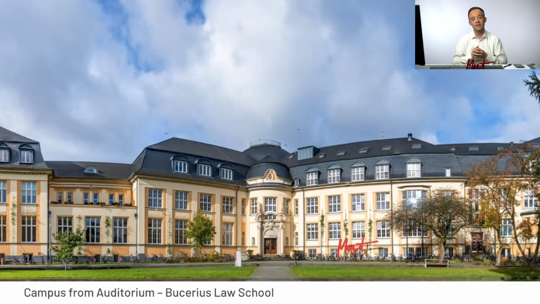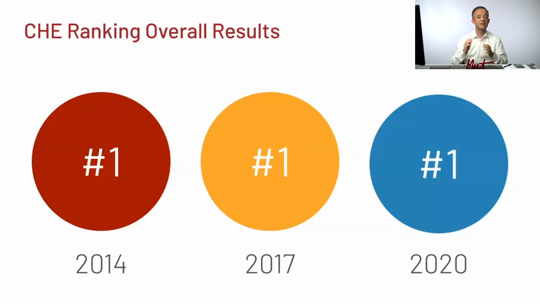Some of you might be wondering how we're doing in the rankings. This is the most important German ranking. It's a bit like the US News ranking in the United States. We're consistently ranked leading, in fact, number one, and 2014, 2017, and 2020 are the years in which that ranking actually happened. So I'm not leaving anything else. We've been ranked top for more than one decade, actually.